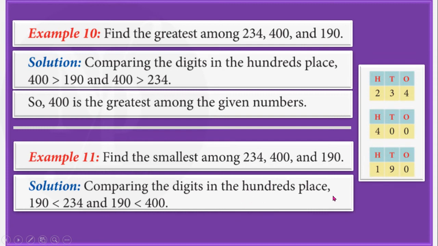Comparing the digits in hundreds place, 190 is less than 234. So when we compare 190 and 234, we find that 190 is less because the digit at hundreds place here is 1 and the digit at hundreds place here is 2, and we know that 1 is less than 2, therefore 190 is less than 234.